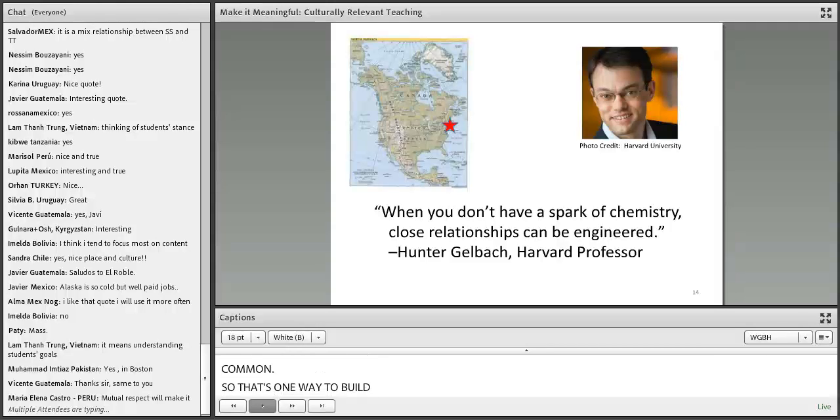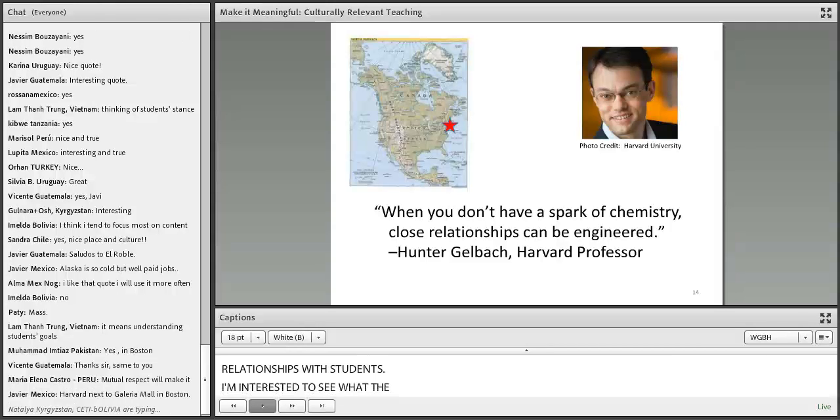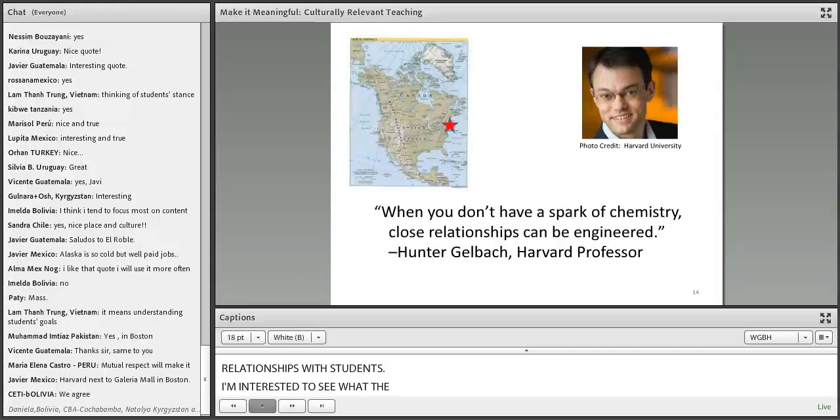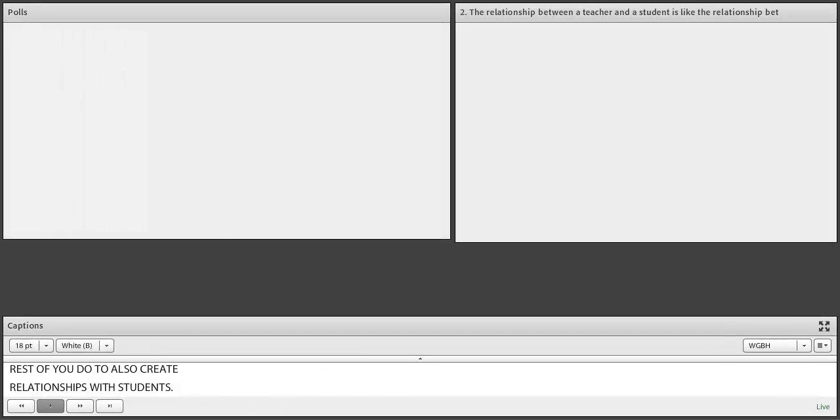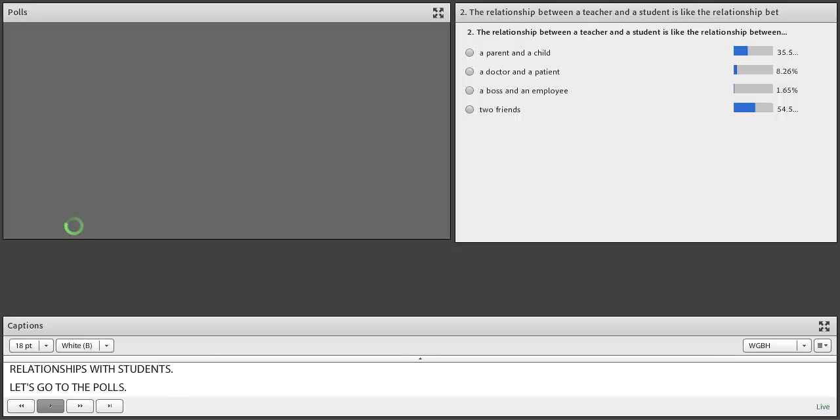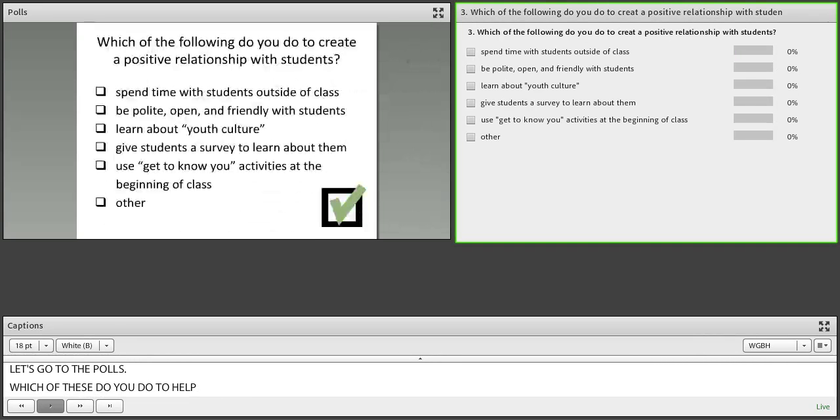I'm interested to see what the rest of you do to also create relationships with students. Let's go to the polls. Which of these do you do to help create a positive relationship with students? You can check as many as you would like.